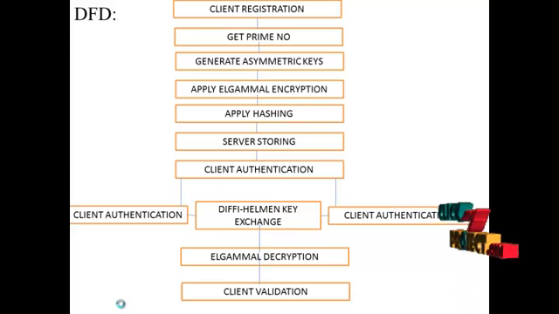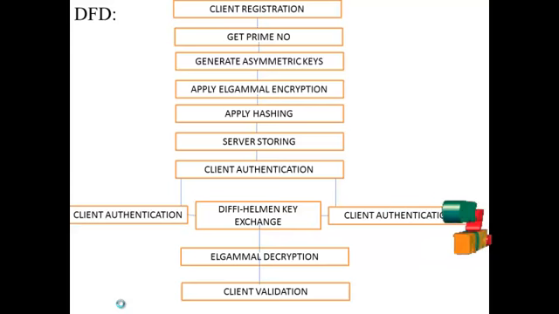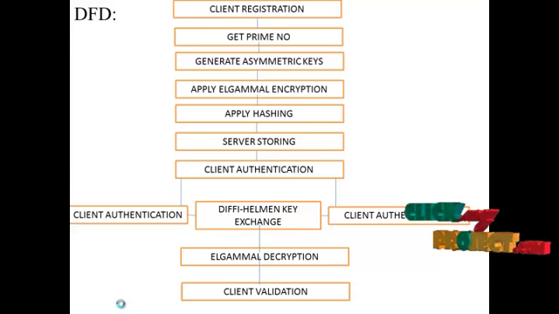First of all, it focuses on client registration. At client registration time, the user gives the user ID and password. Then the system automatically gets the prime number of the particular user and generates asymmetric keys, such as public and private keys. With these keys we encrypt the user password using the encryption algorithm. After encrypting the data, we apply hashing. The overall encrypted and hashed passwords are stored in two servers.